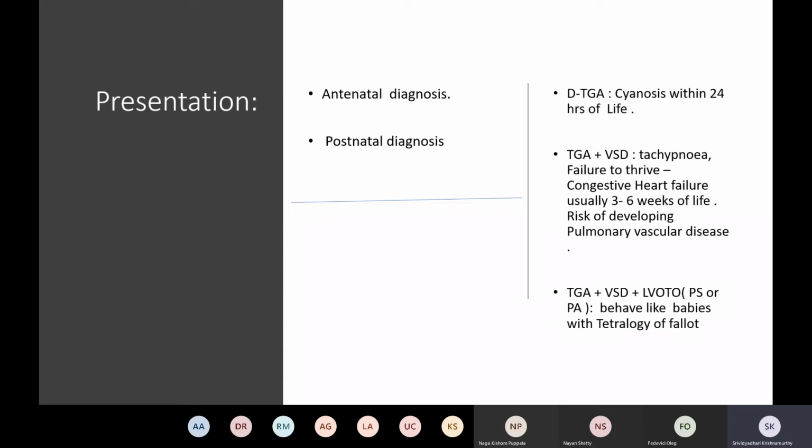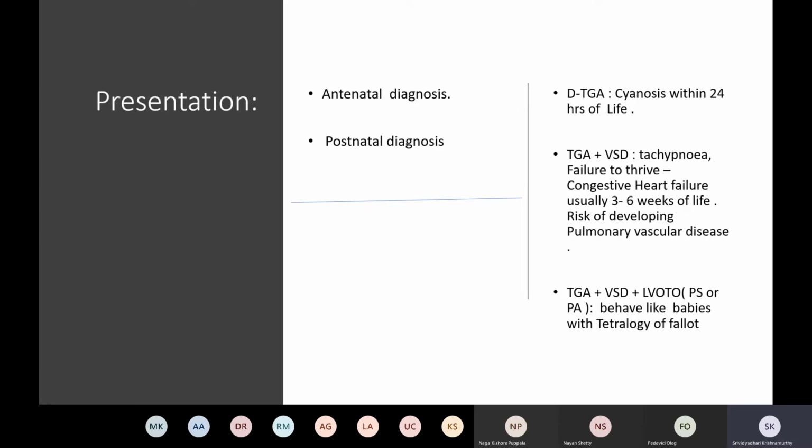That is because, and again, this is influenced by the amount of mixing that happens either at the atrial level or the ventricular level of the PTA. So the babies with intact ventricular septum tend to be a lot sicker, and the atrial communication as well influences how sick they can be at the time of birth.